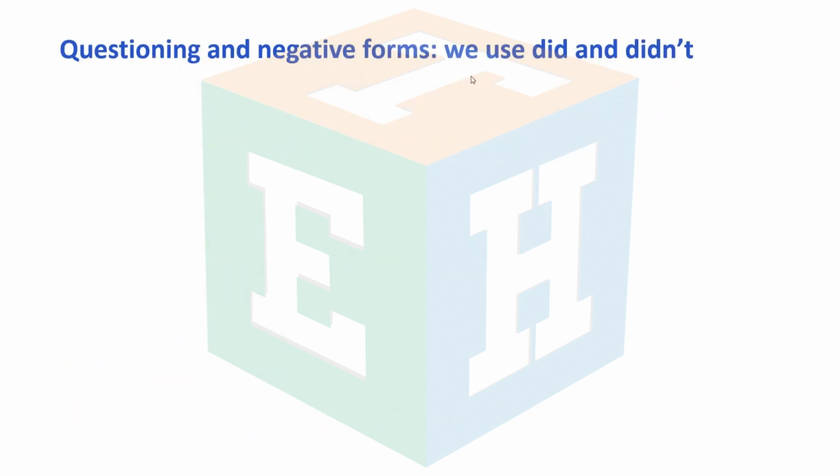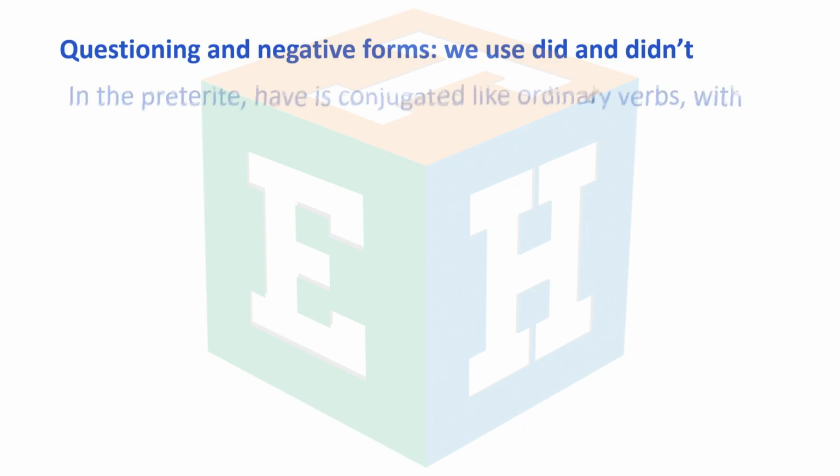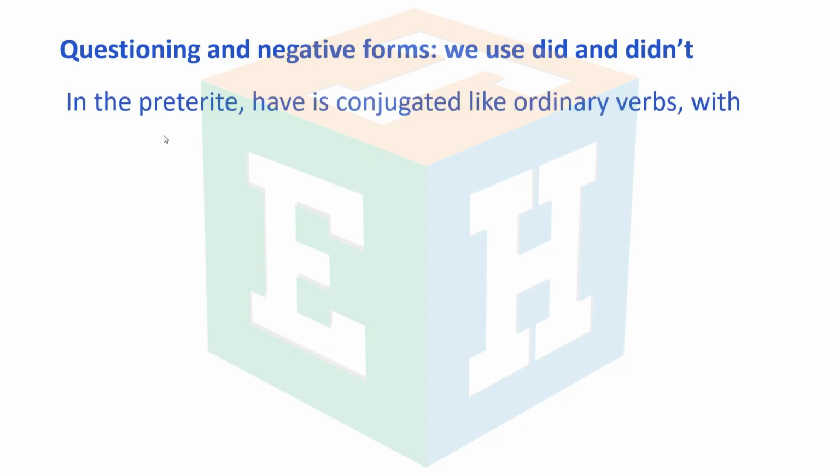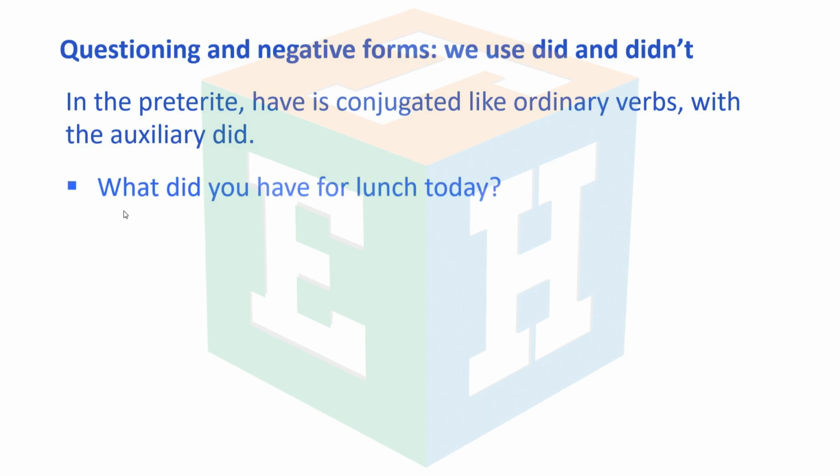In questioning and negative forms, we use did and didn't. In the preterite, have is conjugated like ordinary verbs with the auxiliary did. What did you have for lunch today?